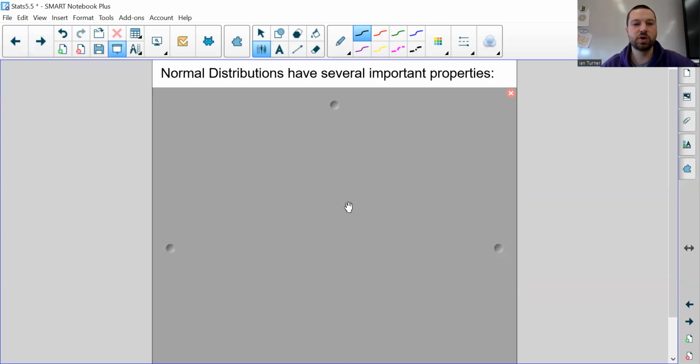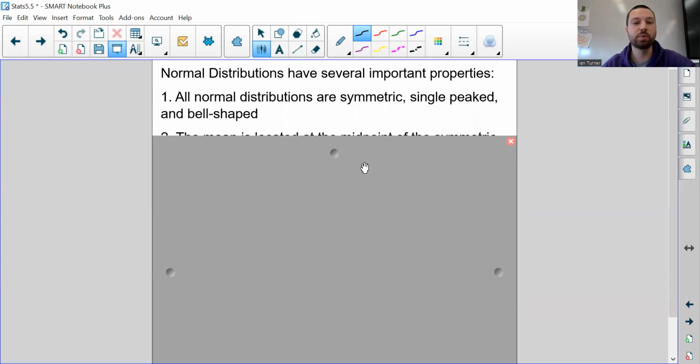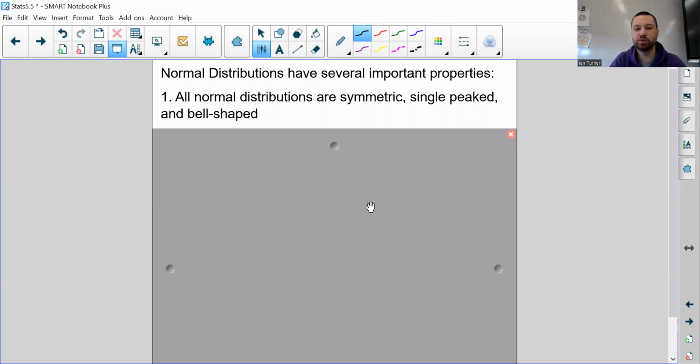A bell curve is also called a normal distribution. It has several important properties. Let's go over them now. Number one, all normal distributions are symmetric, single peaked, and bell-shaped. Good old bell curve. Again, you need to pause and write it.